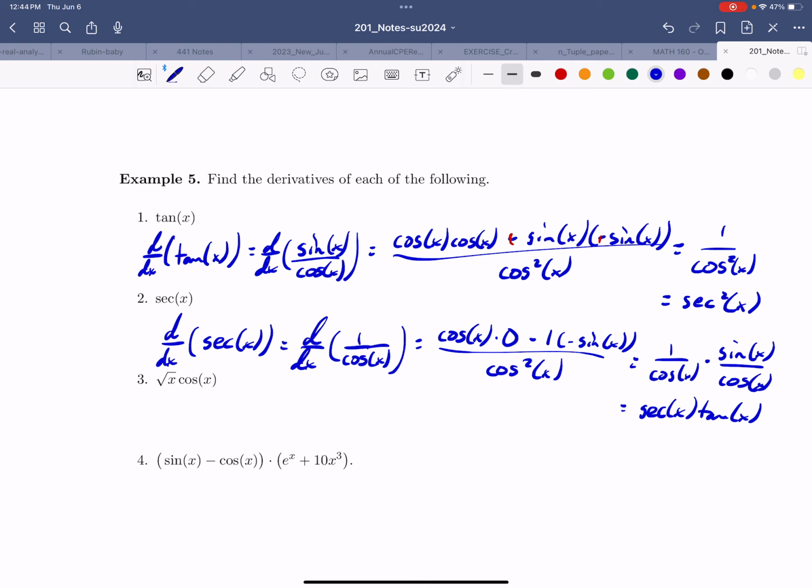Okay, now that we know trig derivatives, we can also start using product and quotient rules with them, right? So we're going to have this. The derivative with respect to x of this guy equals, well, take the derivative of the square root of x, leave the cosine alone, plus, leave the square root of x alone, and take the derivative of cosine, which is negative sine, so I'll change that plus to a minus and write it like that. Done.